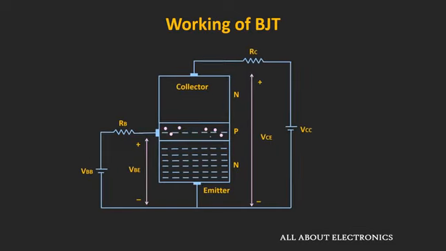Now once the electrons enter this base region, there are two paths for them. One is they can flow towards the positive terminal on the left, and the second is they can flow into the collector region. But most of the electrons will enter into the collector region, because if you see over here, the base is lightly doped.